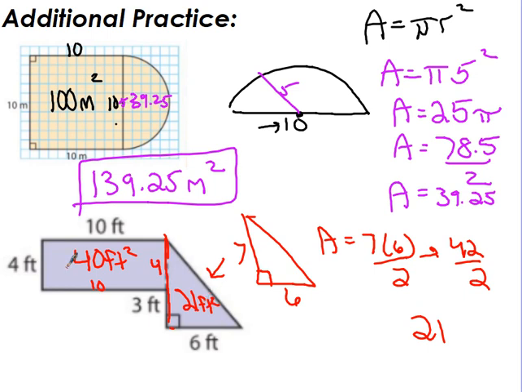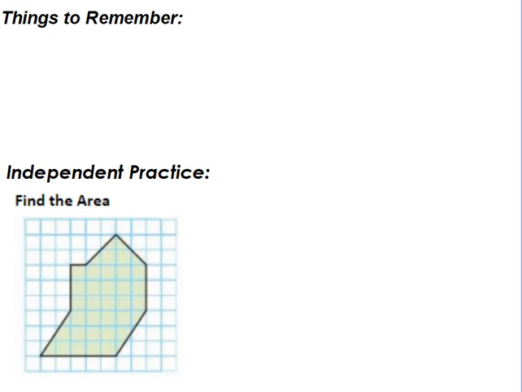So I now have my areas. I have 40 square feet, I have 21 square feet. That makes a grand total of 61 square feet for this composite figure. And I am done. So that's it. We have no more.